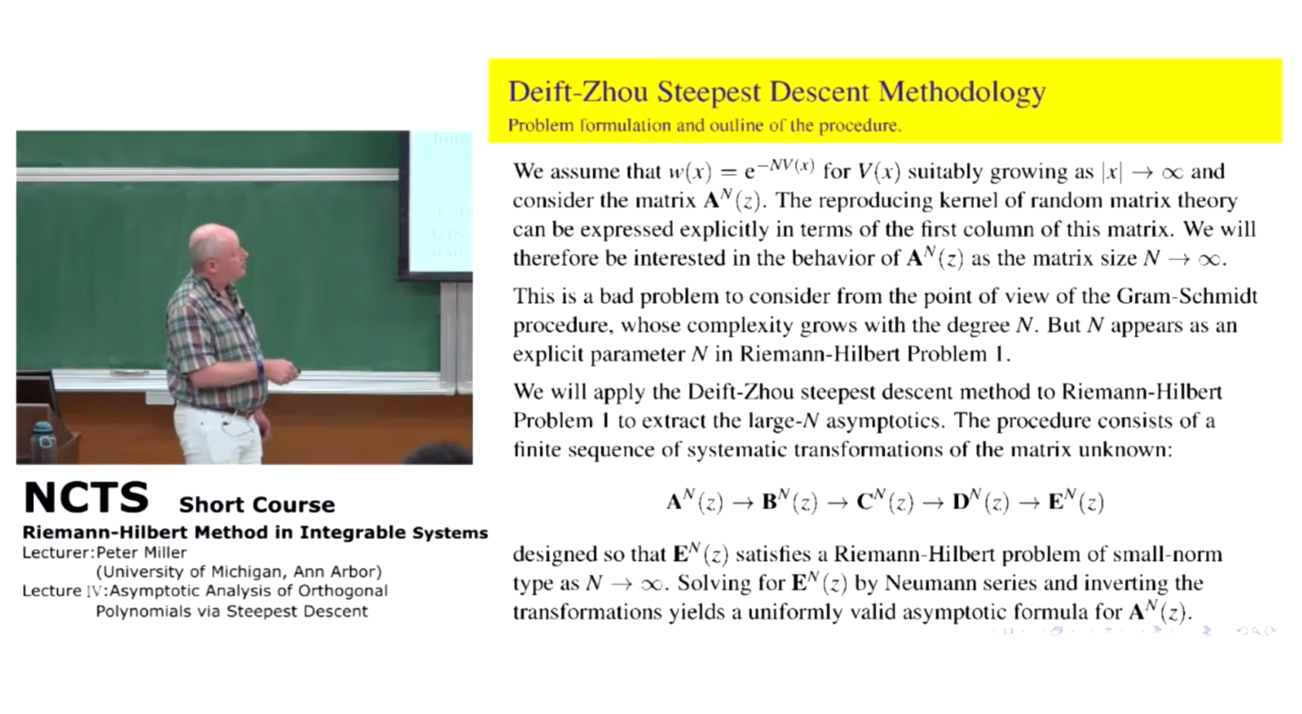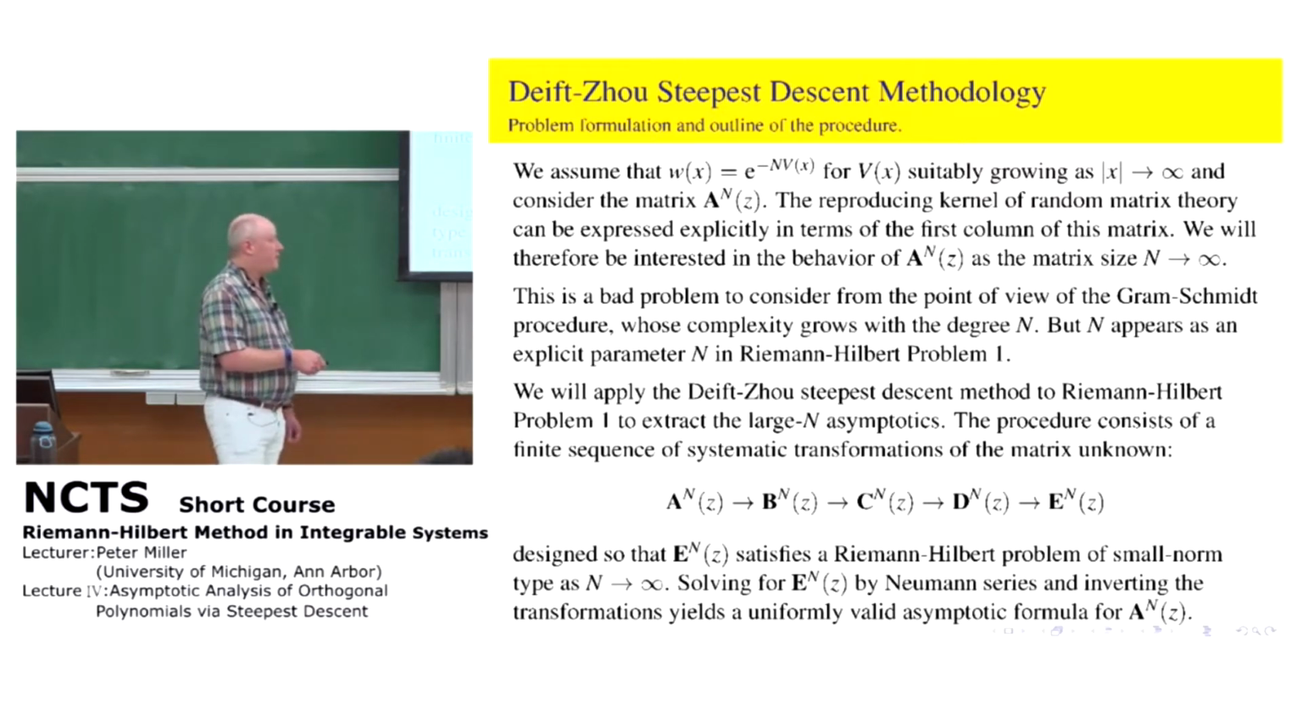And that will lead us to another Riemann-Hilbert problem for an unknown called E_n of z, which I like to think of as meaning error, okay? So this E_n of z is the error associated with our modeling of this D, and it satisfies a Riemann-Hilbert problem that we will show has this small norm character when n is large. And that means we can solve for this E_n by Neumann series, and since we know what that is, and we can invert all of these arrows, we will have information about this A_n, okay? That's how we're going to get our asymptotic formula for A_n.